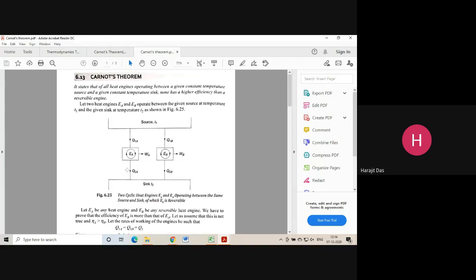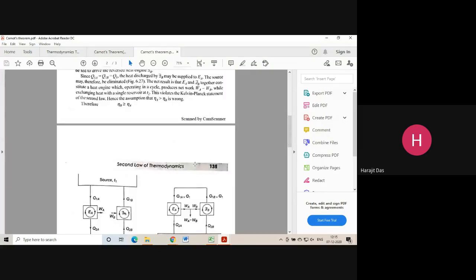Understood? So if you are asked whether this one or this one will be minimum, you need to say that because these two engines are operating between the same temperature source, that is why Q2B will be minimum. Then only this efficiency will be maximum in comparison to this engine. Understood?